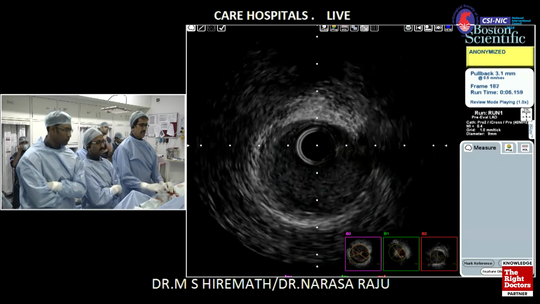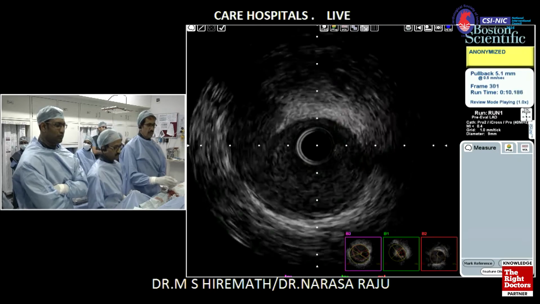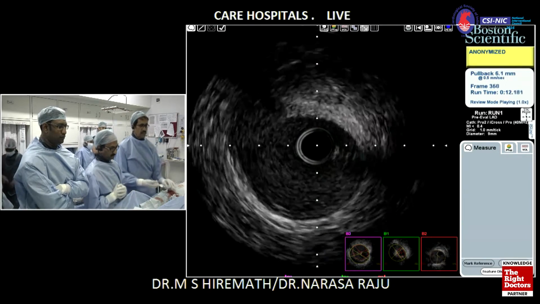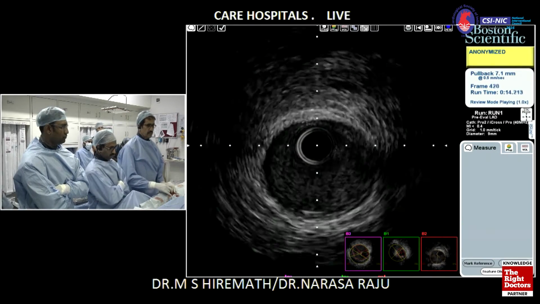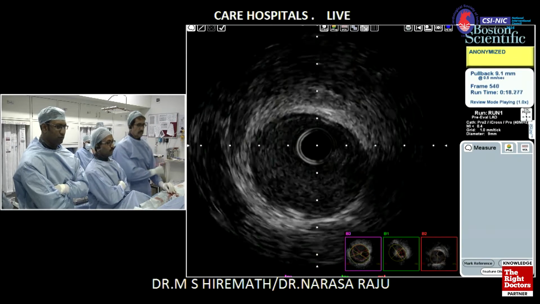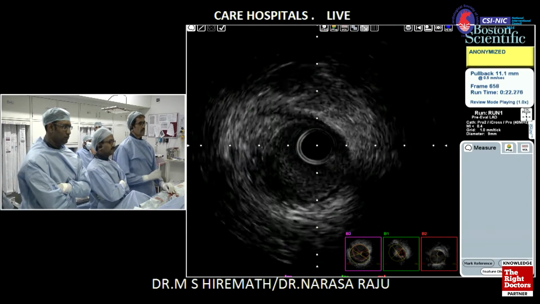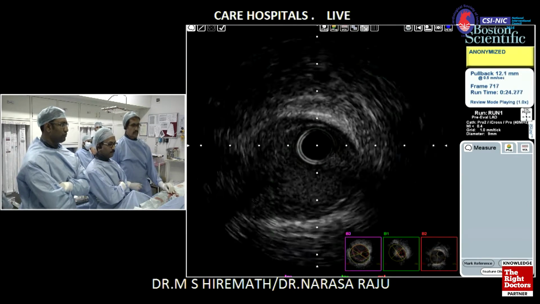So this is distal LAD, which is between 3.5 and 4. 3.5 definitely. More proximally, it is around 4. That's the area just before the diagonal.